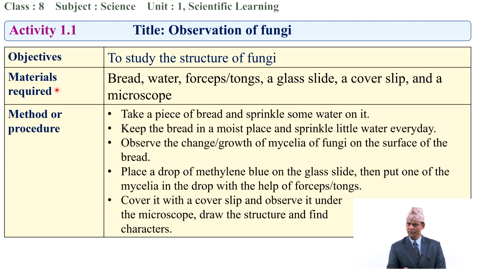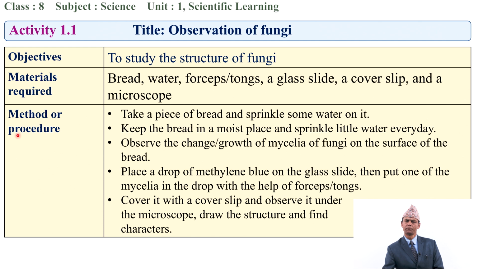Now, materials required. What are the materials required for it? We require bread, water, and forceps or tongs. A thin glass slide, a cover slip, and a microscope are required, because whether the fungi have grown or not, we have to observe through the microscope. We can perform this activity in our classroom or in the science lab. The science lab is a better place because there is a microscope and other articles also.